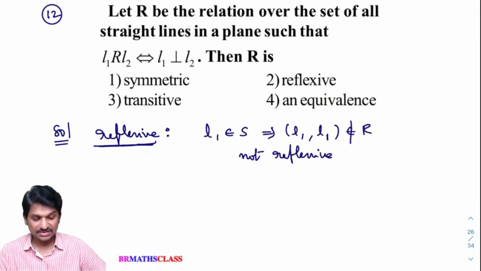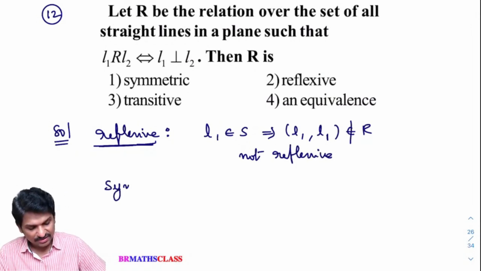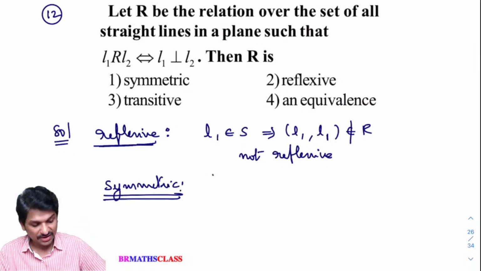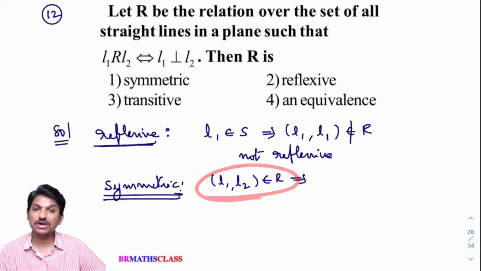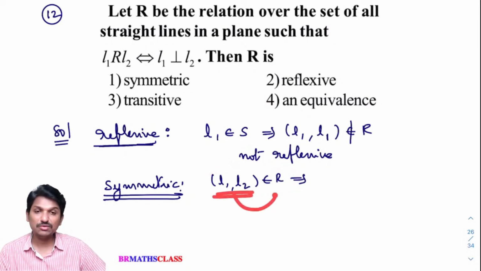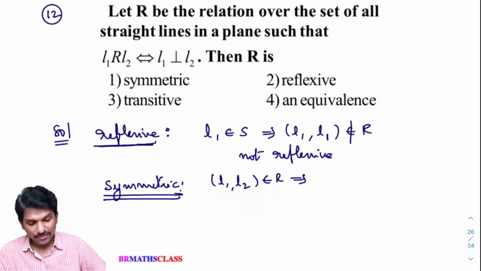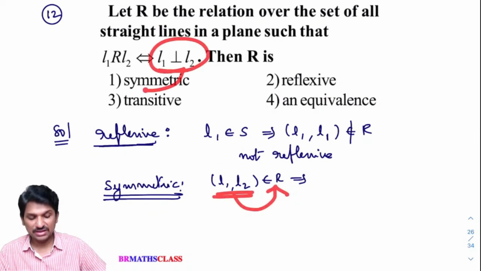Symmetric only is the right option. Let me explain. What is a symmetric relation? First you take L1 comma L2 belongs to the relation. If L1 is perpendicular to L2, then only the ordered pair L1 comma L2 belongs to this relation.